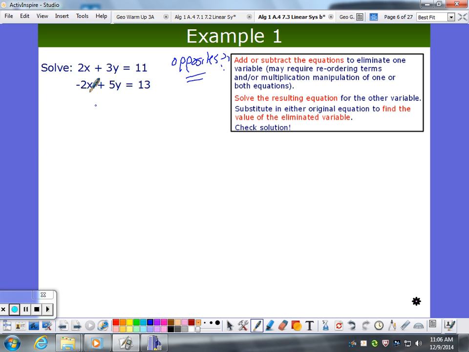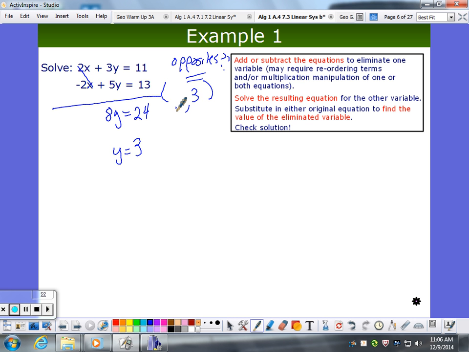So do I have opposites here or here? I have on x. We're going to add. What's going to happen when I add? It will go away, because that's 0. What's 3y plus 5y? 8y. 11 plus 13, 24. Divide both sides by 8 using the division property of equality. Halfway there. Remember, I'm doing the exact same thing.